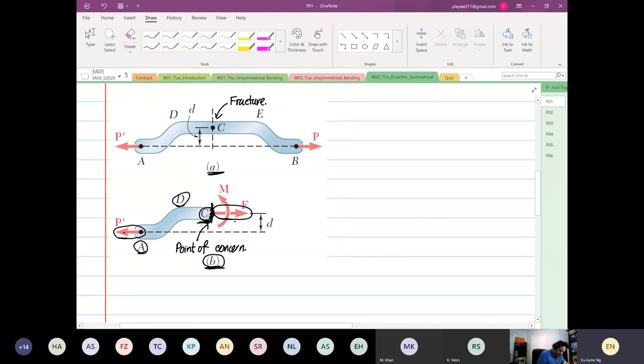And given P prime, like what you see over here, we realize that we have a perpendicular distance. This perpendicular distance is known as D. Whenever we have a perpendicular distance, we have an acting moment. So this is our moment, right? Again, action equal to reaction, same in magnitude, different in what? Different in direction, yes or no? So when that's the case, this is how your counter moment will act.